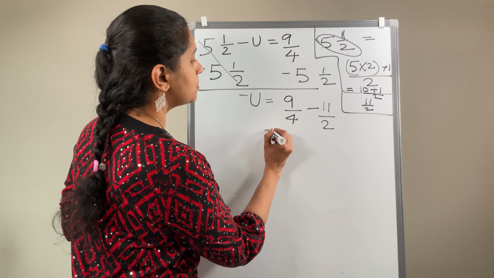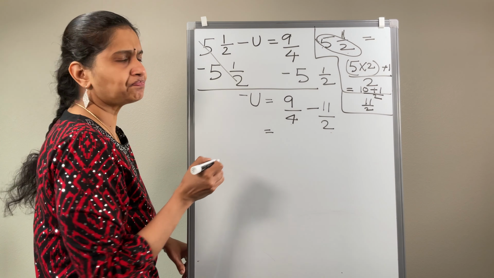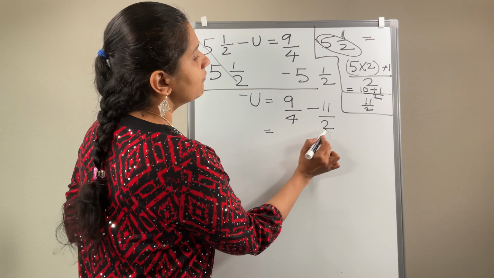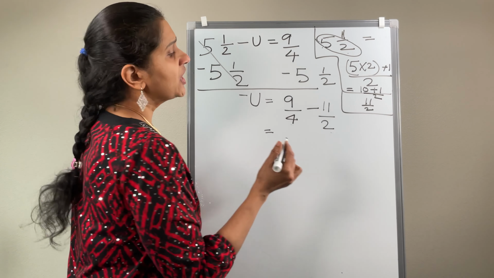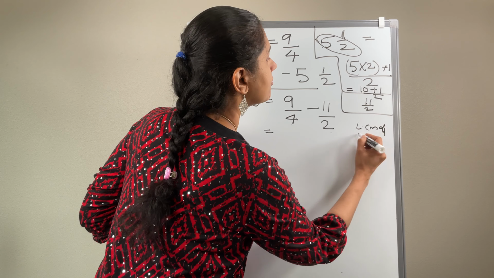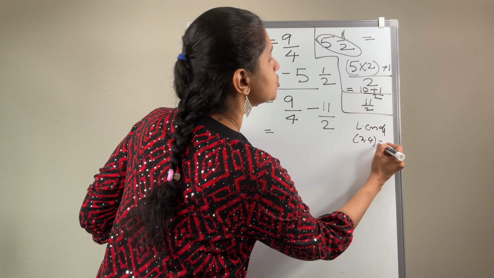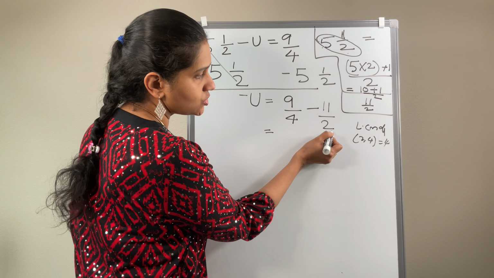So, you can see you don't have a like denominator. So you have to see what goes in both 4 and 2. LCM of 4 and 2, that is going to be equal to 4. So LCM of 2 and 4 is 4. So you should convert this 2 to 4.